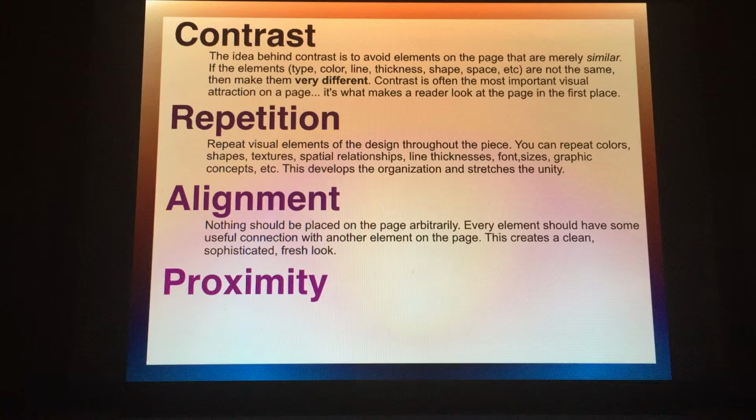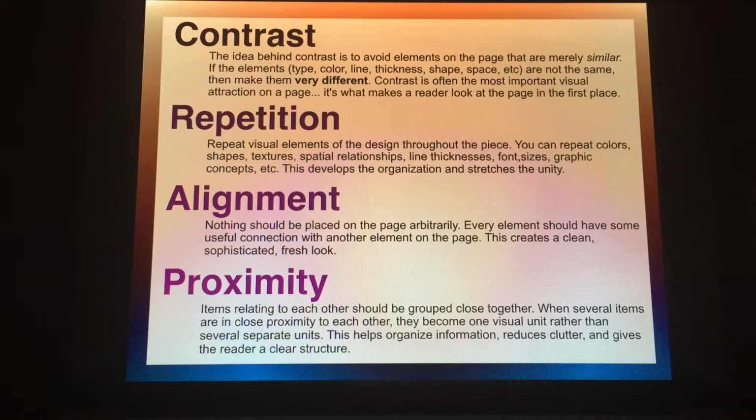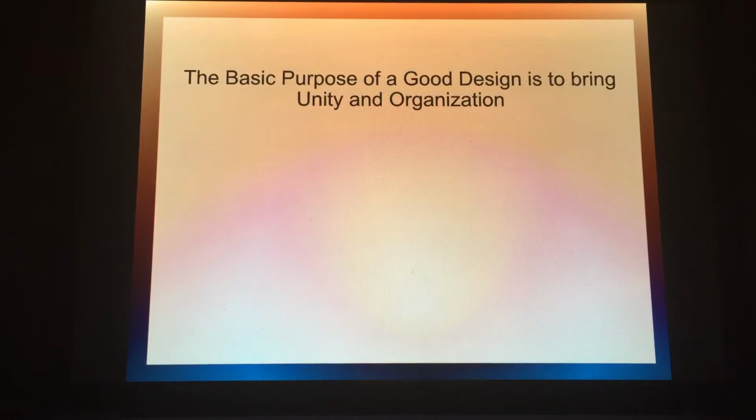Proximity. Items relating to each other should be grouped close together. When several items are in close proximity to each other, they become one visual unit rather than several separate units. This helps organize information, reduces clutter, and gives the reader a clear structure. The basic purpose of a good design is to bring unity and organization.